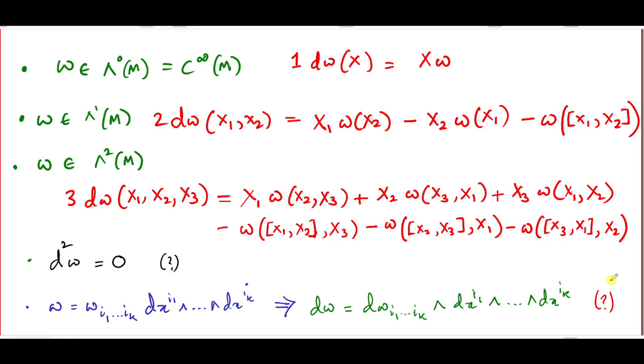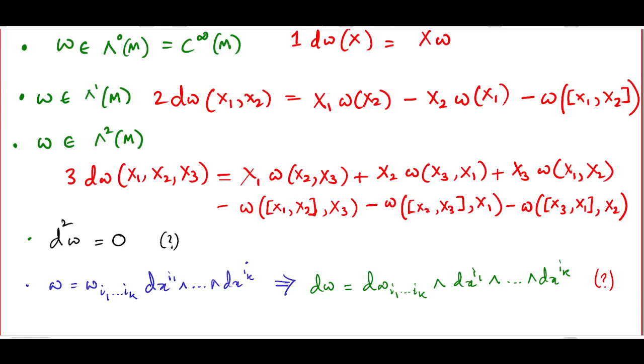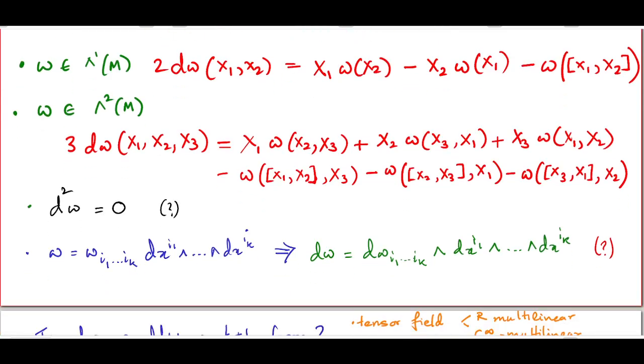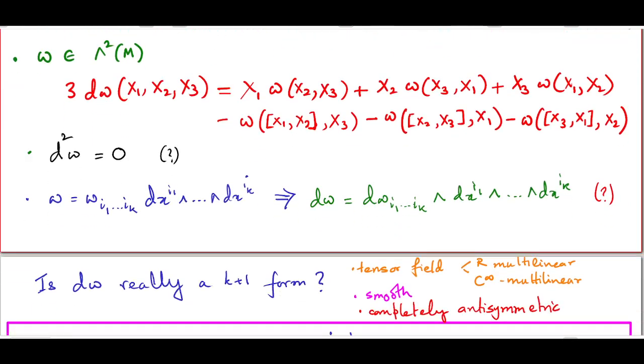Today, let me begin by first trying to correct that. In order to establish that, let us first ask ourselves exactly what we need to prove that d omega is really a k plus 1 form. Firstly, it has to be a 0 k plus 1 tensor field. So you should be able to take k plus 1 vector fields and produce a function. But it has to do this production of a function in a multilinear fashion. Not only should it be R-multilinear, it should also be C-infinity multilinear.